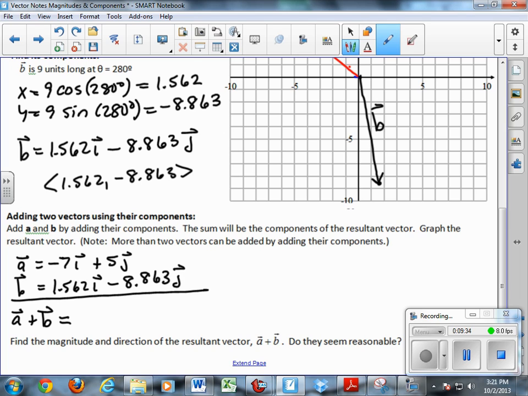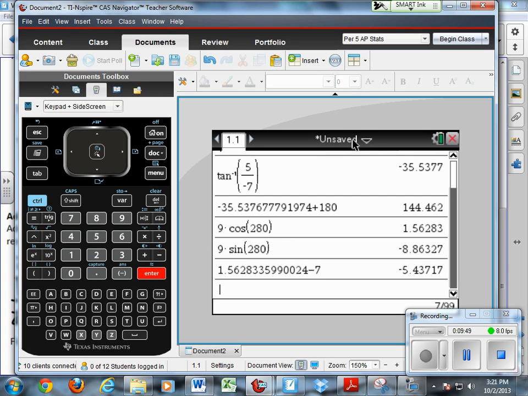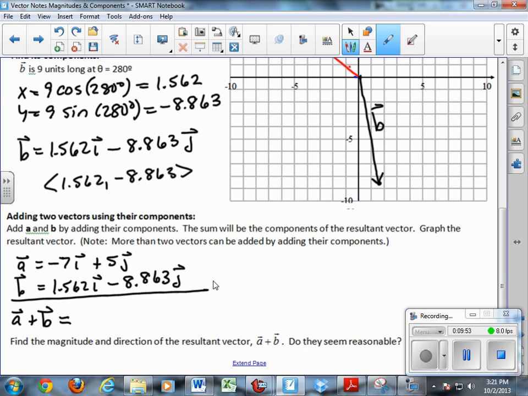So negative 7 plus 1.562, I'm going to go grab that number and add negative 7 to it. So that's negative 5.437i, and this would be minus 3.863j, if I add 5 to a negative 8.863. So it's in quadrant 3, which is what I expected.